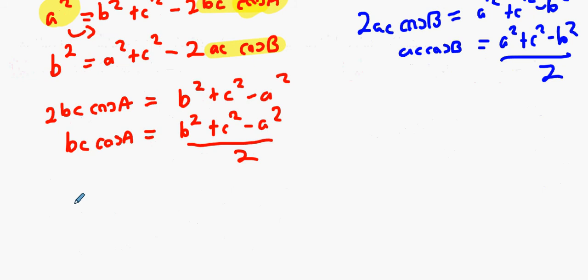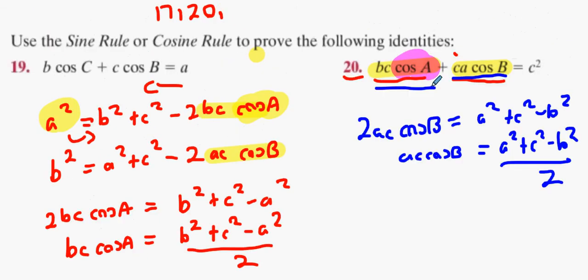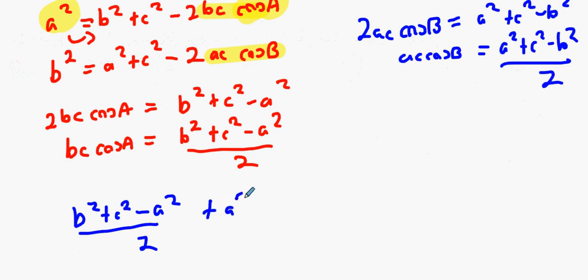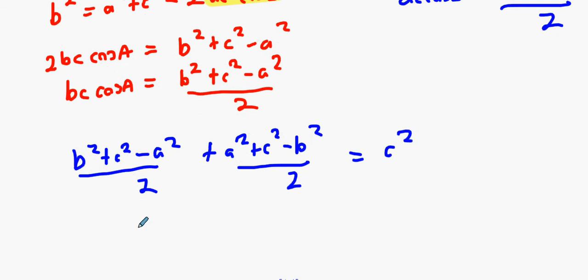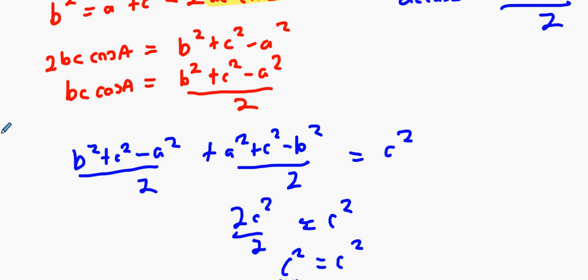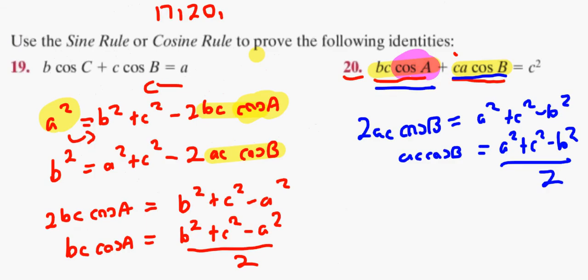So we're going to get b squared plus c squared minus a squared over 2, which represents the bc cos a. Now I'm going to get the ca cos b, which is represented by a squared plus c squared minus b squared all over 2. And my hope is that the answer equals c squared. Let's find out. Well, the b squareds cancel, the a squareds cancel, and I end up with 2c squared over 2 equal to c squared, and then c squared equals c squared, and we're done. That's what we're asked to prove. So that's 17 and 20.